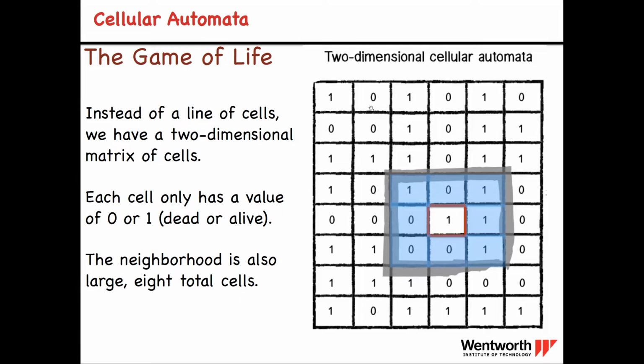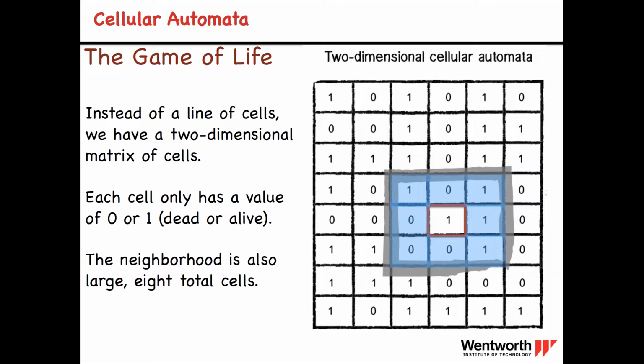It's just a matrix, just full of ones and zeros. That's it. So instead of the line of cells, we have a matrix. Every cell has its value, 0 or 1. It's a game of life because 0 represents dead, 1 represents life. The neighborhood, of course, is 8 cells around some center cell that you pick. So you have 9 cells total that you're dealing with.